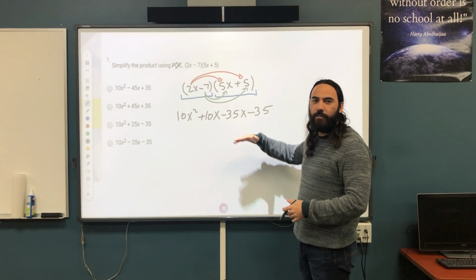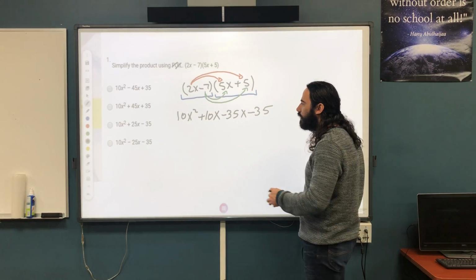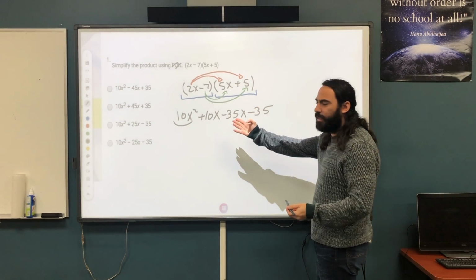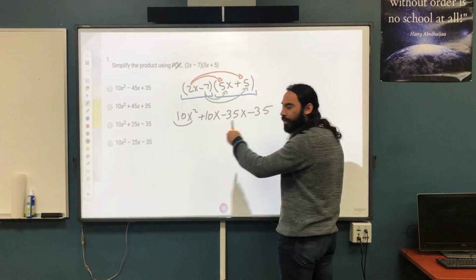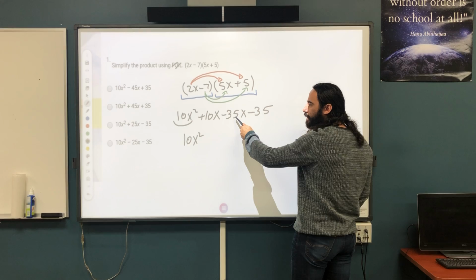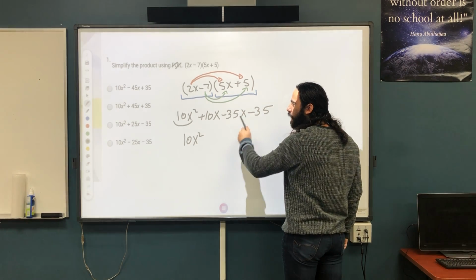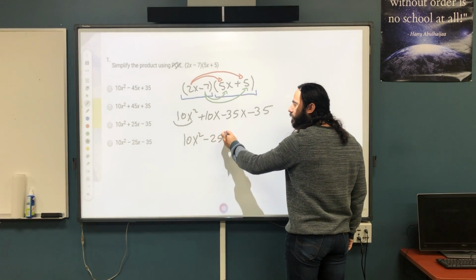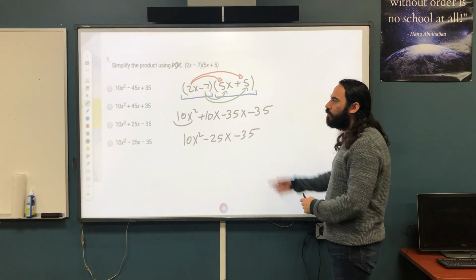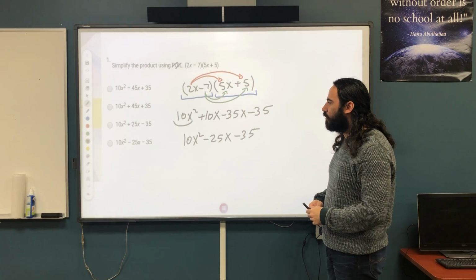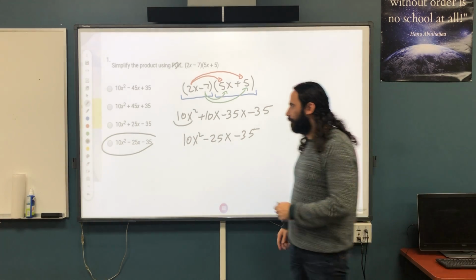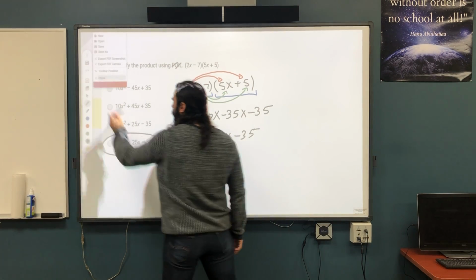Now, the next step is that we need to combine like terms. The 10x squared, as you can see, we don't have any other like term with an x squared, so it's going to stay the same, 10x squared. The 10x and the negative 35x are like terms. 10x minus 35x is going to be negative 25x. And the last one is negative 35. And this will be the answer. That is it. Now let's go to question number 2.